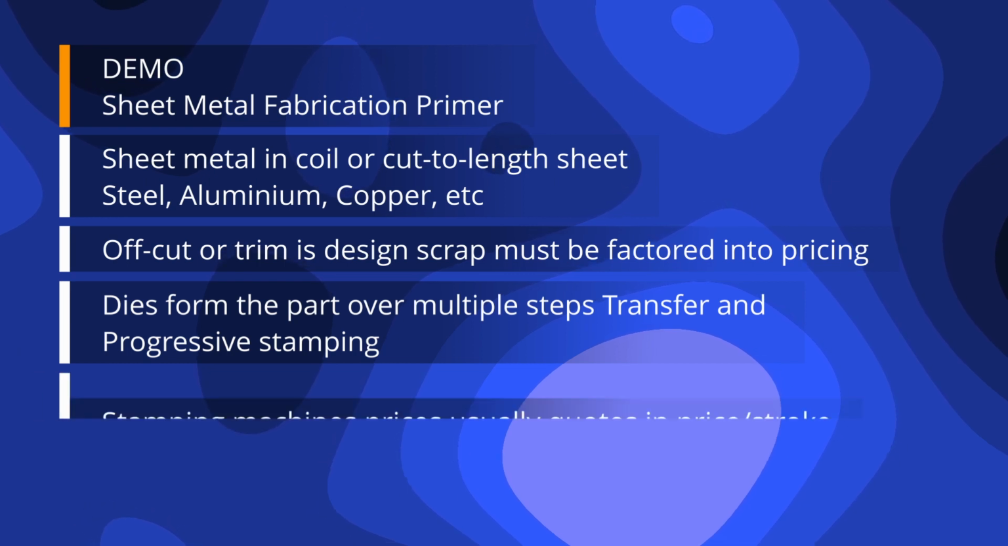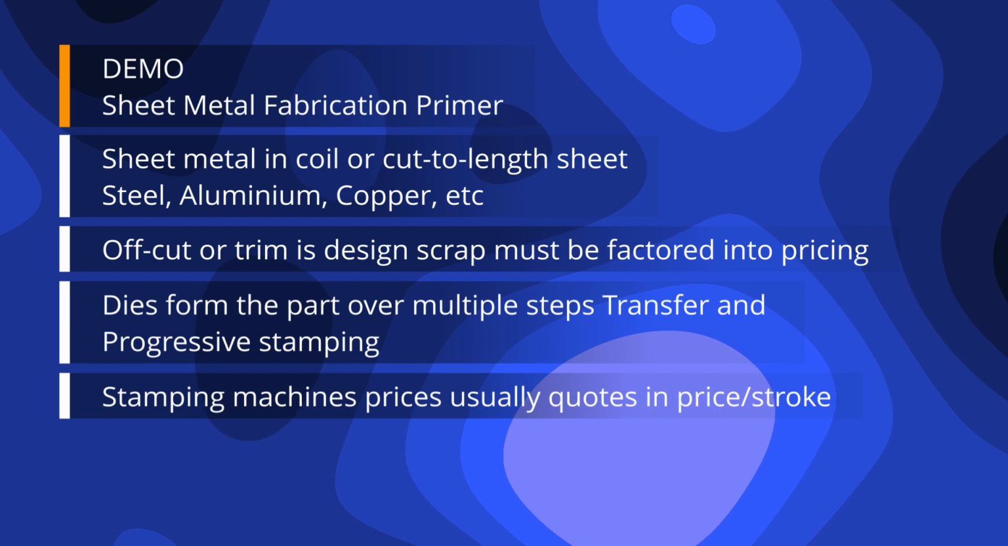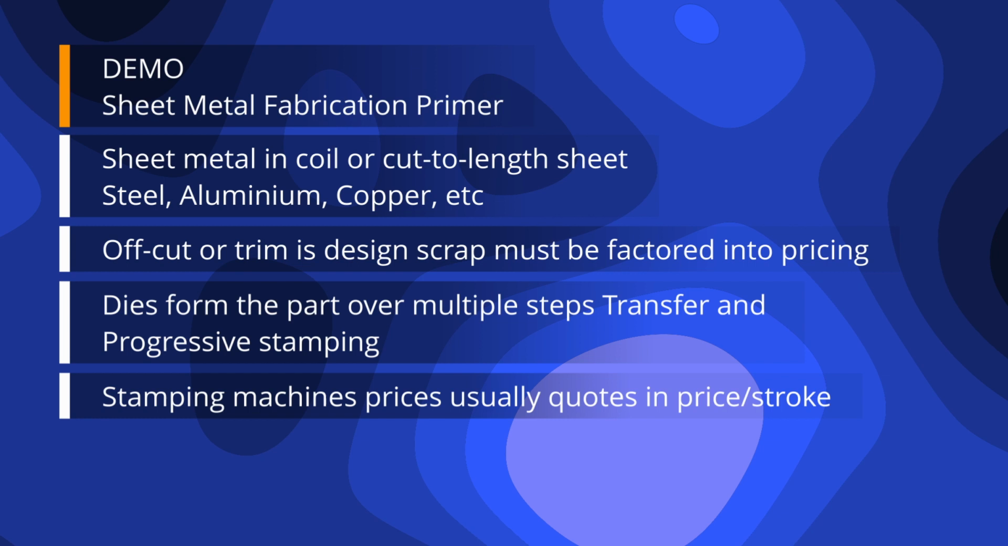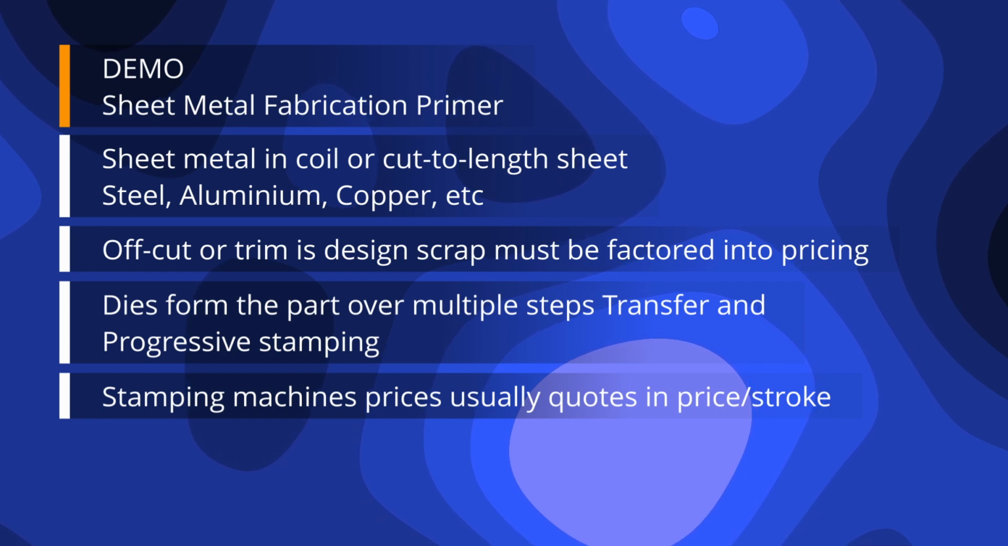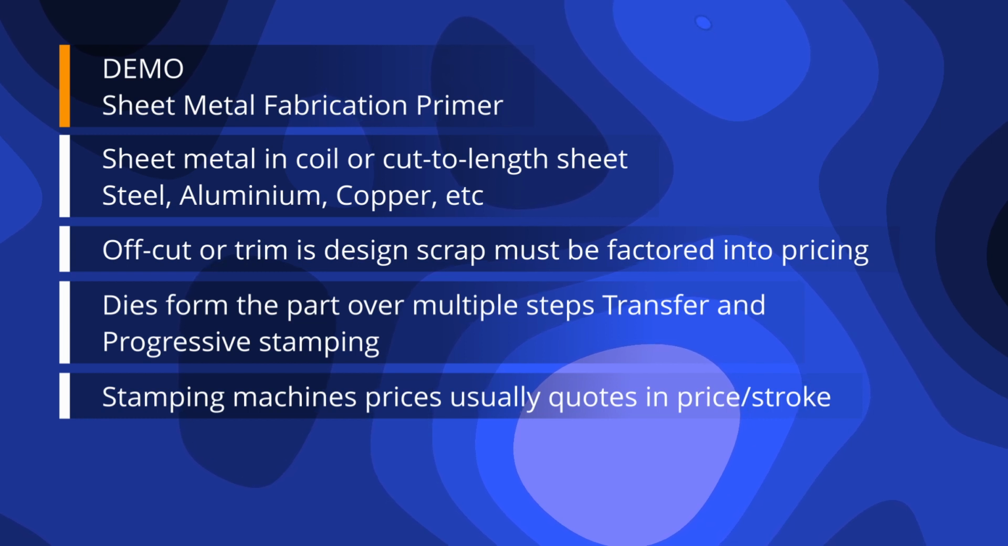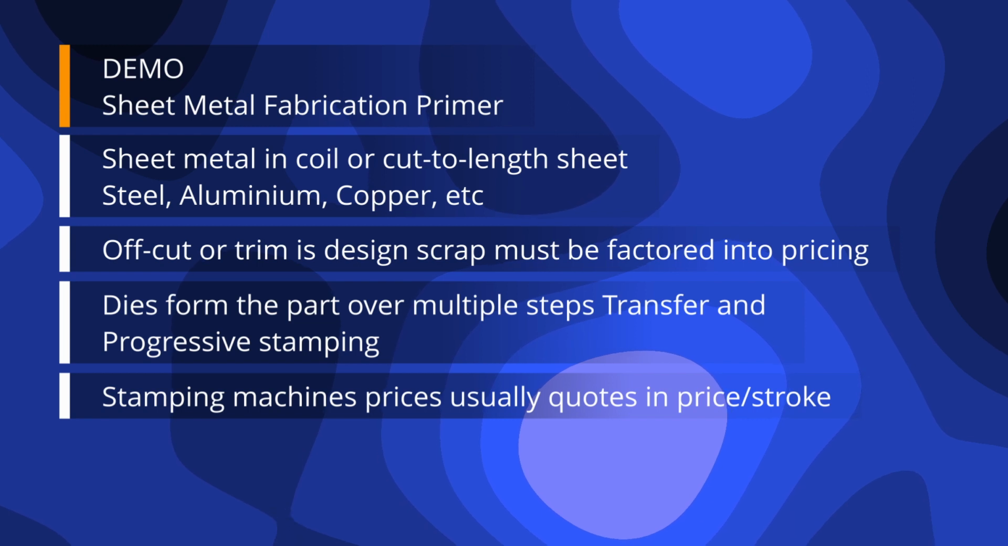Like dies, the stamping machines used to form the part are another hugely complex area, which I won't go into with a lot of detail. Fortunately for us, pricing is usually quite simple. It's usually quoted in price per stroke. The key determining factors of the price are the motive power of the machine and its maximum force.